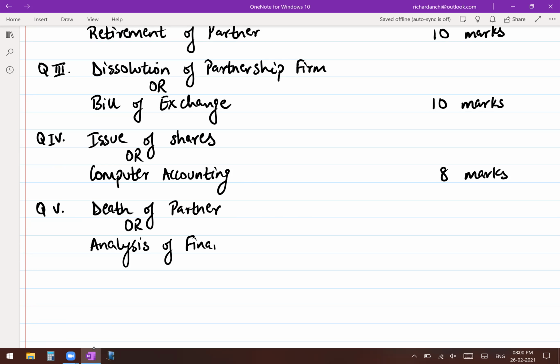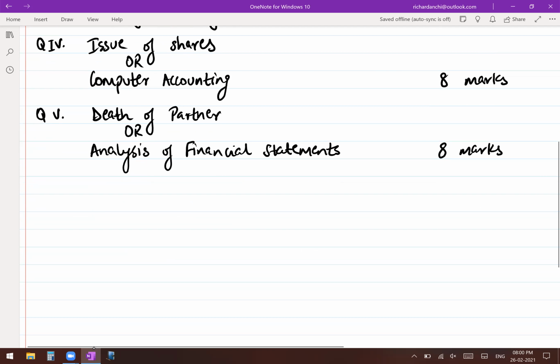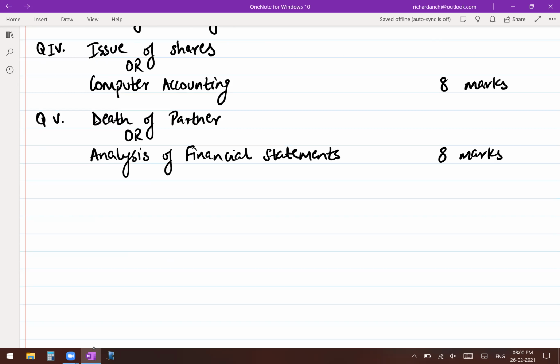Now this is again for 8 marks. If you have studied admission, death of a partner will be easy, because in death of a partner, they will mostly ask you to prepare the account of the partner who dies. They will ask you to prepare the working of profit, which is the share of the partner, and the goodwill that the partner who dies will get.